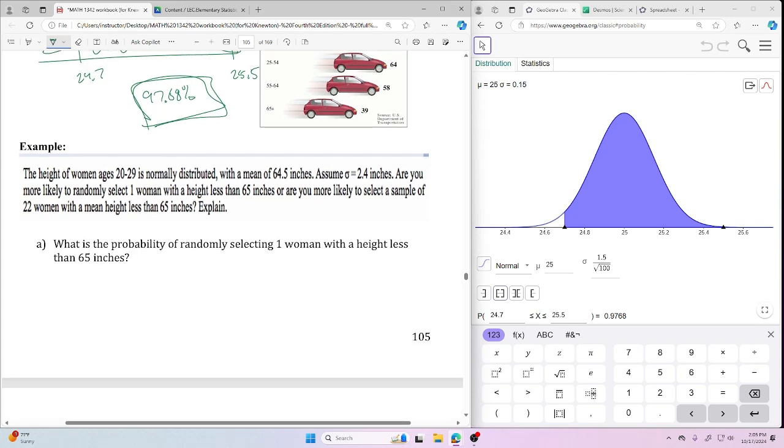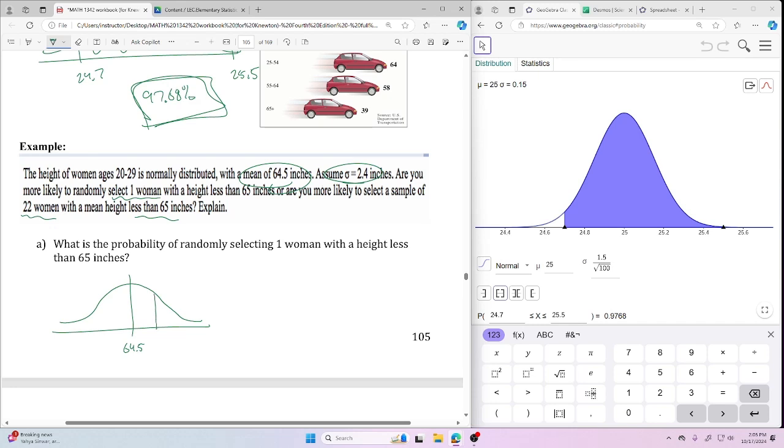So, height of women, and we got a mean of this, standard deviation that. Is it more likely that you'll select one woman that is less than this much, or from a sample of 22 less than that much? It's a pretty interesting question. So I'm going to draw a really quick picture of what we're talking about here. The mean is 64.5, and the general standard deviation is just 2.4.